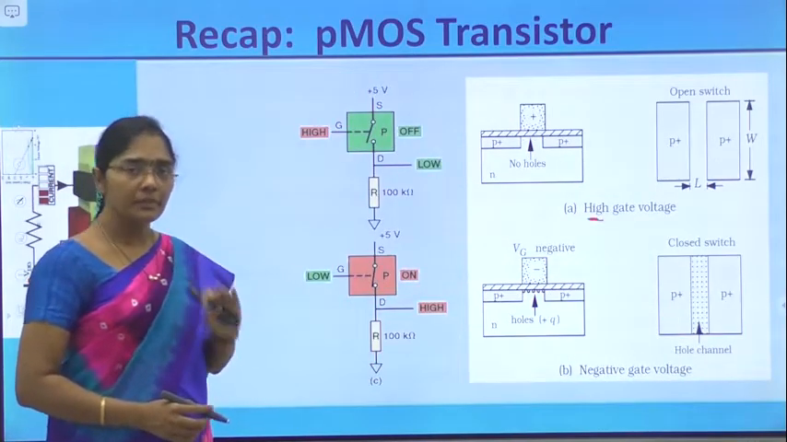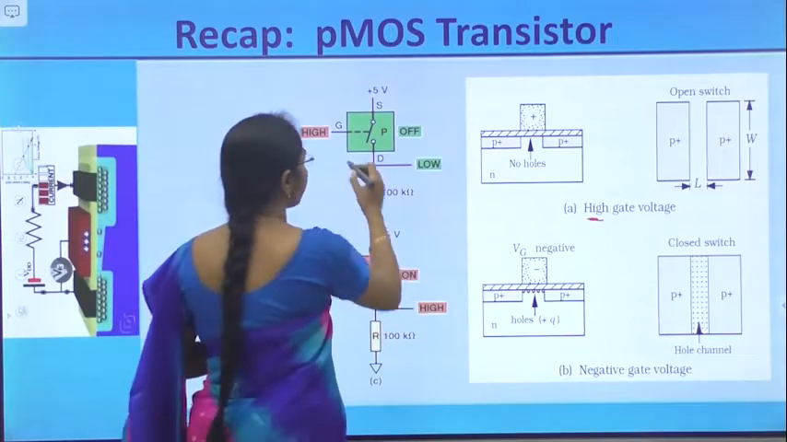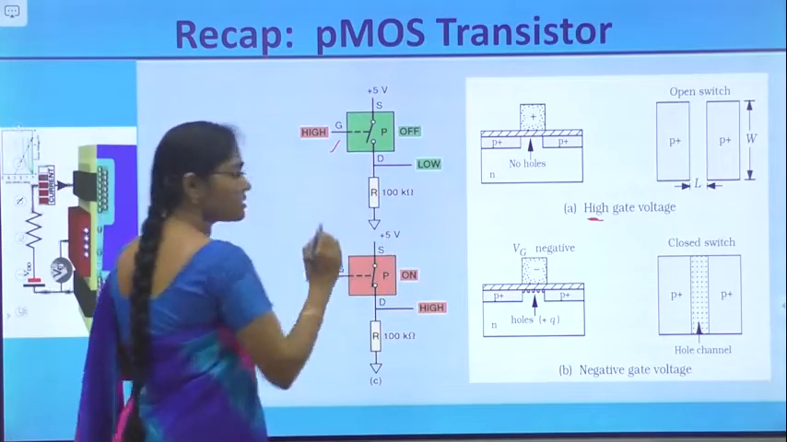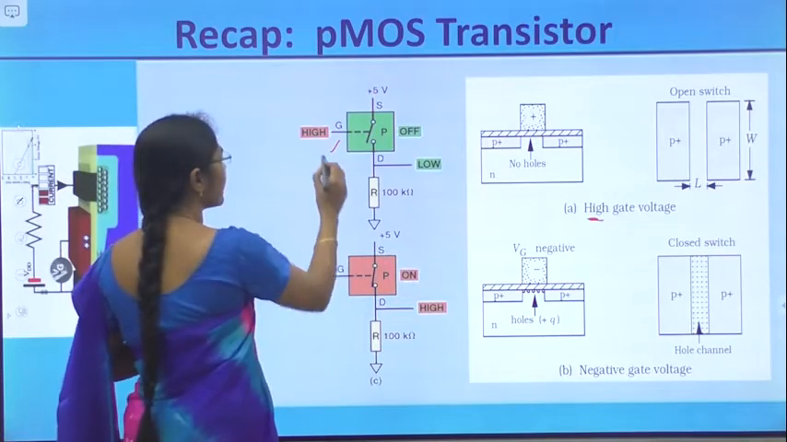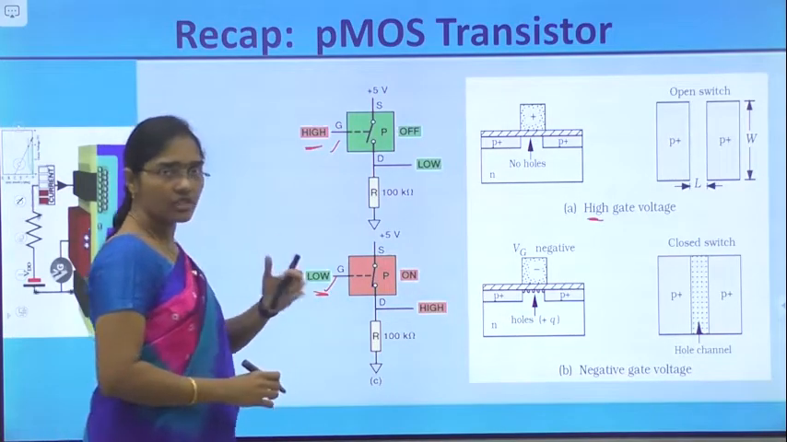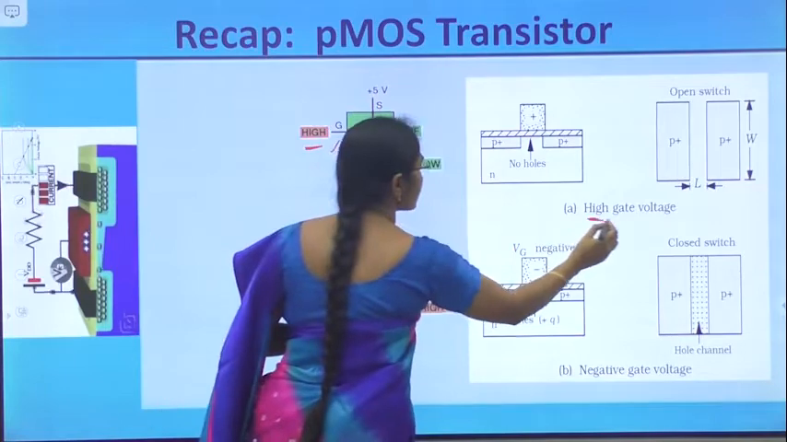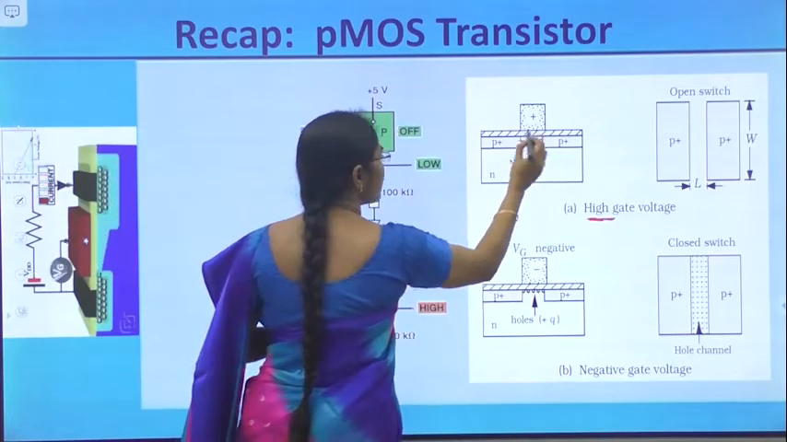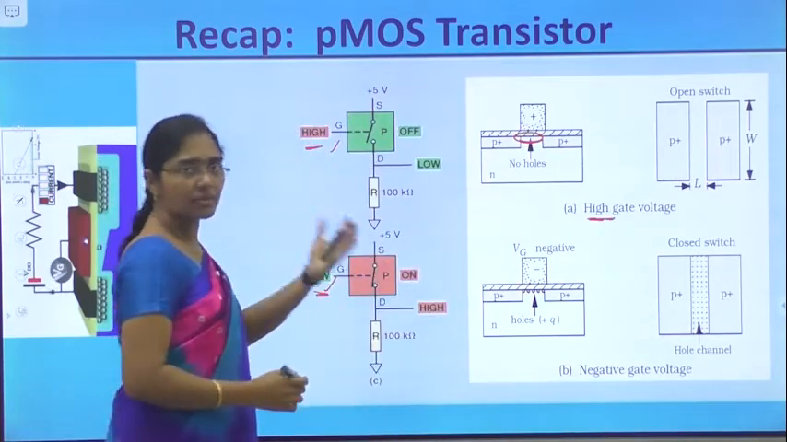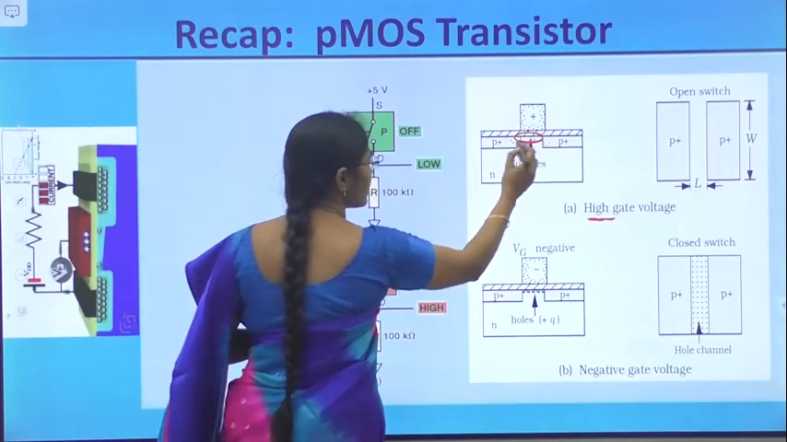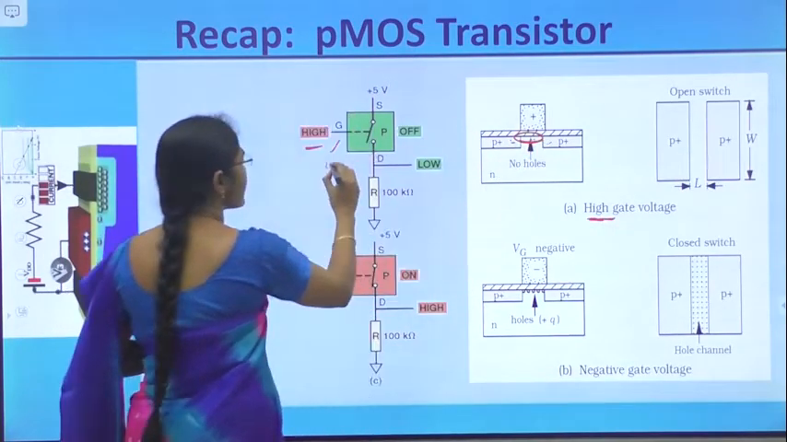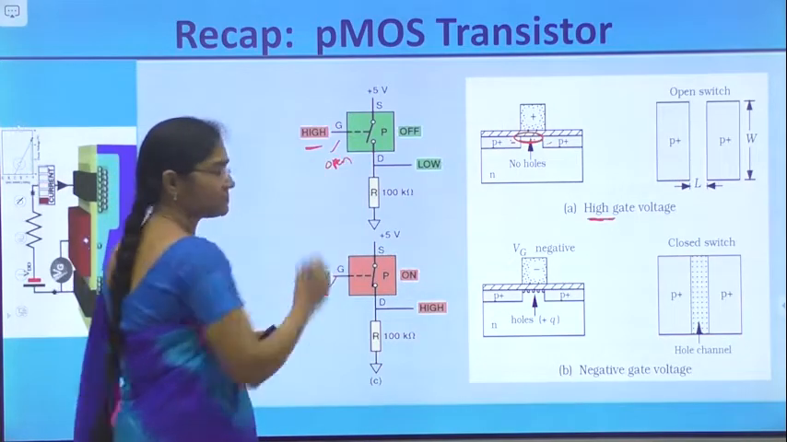Similarly, the pMOS transistor acts as an open switch and a closed switch. It acts as a closed switch for the low voltage and an open switch for the high voltage. That means for a high positive gate voltage, the channel is absent in the pMOS transistor. Therefore, no holes, so no connection between the source and drain. So, it is acting as open.